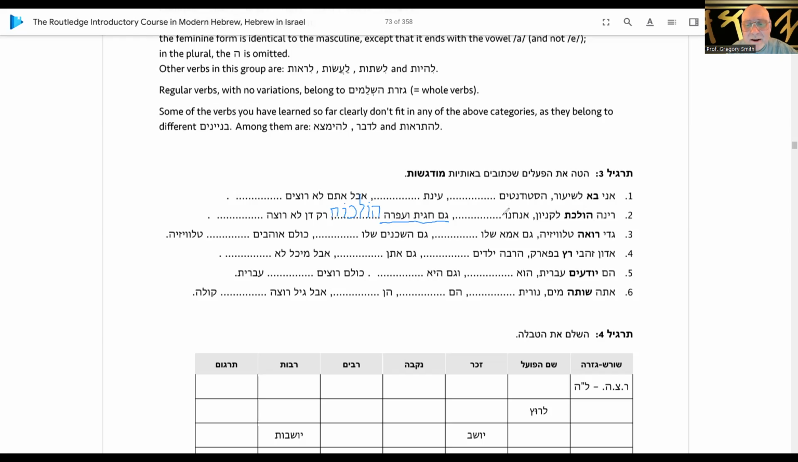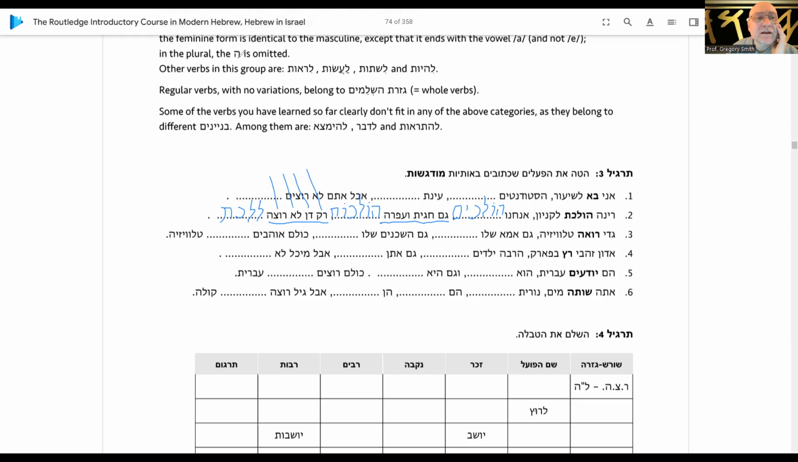Okay, so we should have holchim here. I'll try not to. Okay, so not going with holchim. So we are going: gam Hagit ve Ofra, also Hagit and Ofra holchot, are going. Rak Dan lo rotse, but Dan does not want, and so we've got to come up with to go. And so that's simply lalechet. Okay, so we should have holchim, holchot, and lalechet on number 2.